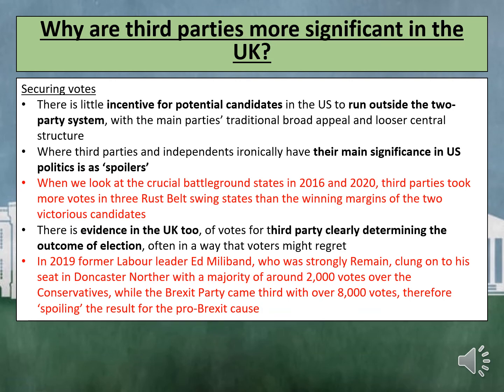There is evidence in the UK too of votes for a third party clearly determining the outcome in an election, often in a way that voters might regret. In 2019, former Labour leader Ed Miliband, who was strongly Remain, clung on to his seat in Doncaster North with a majority of around 2,000 votes over the Conservatives, while the Brexit Party came third with over 8,000 votes, therefore spoiling the result for the pro-Brexit cause.